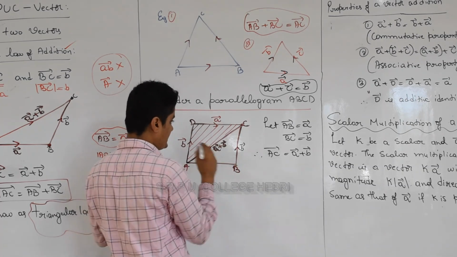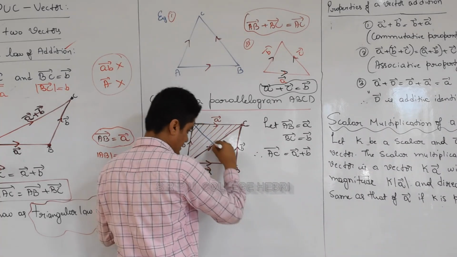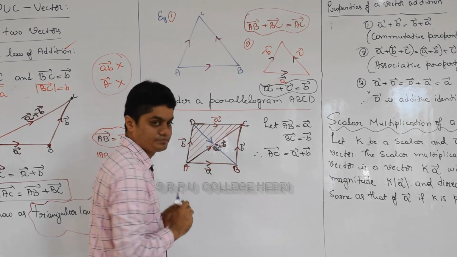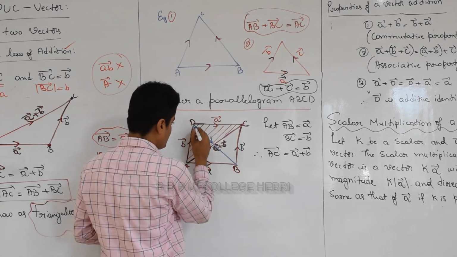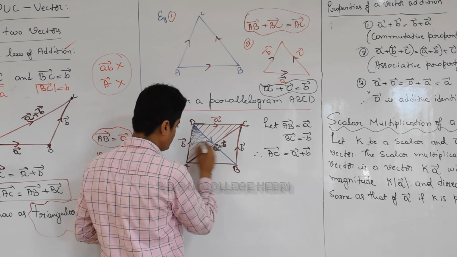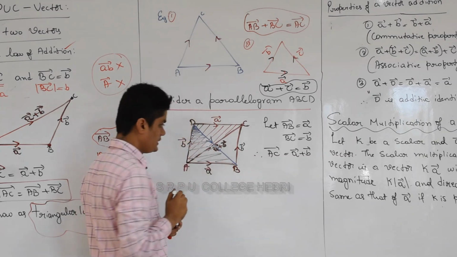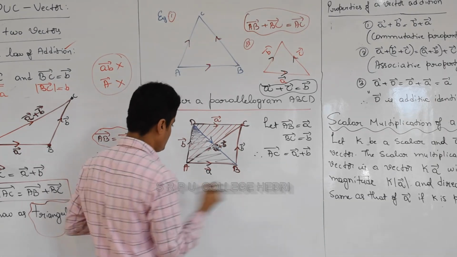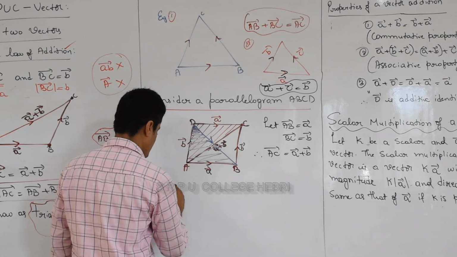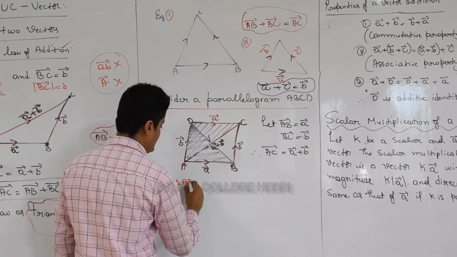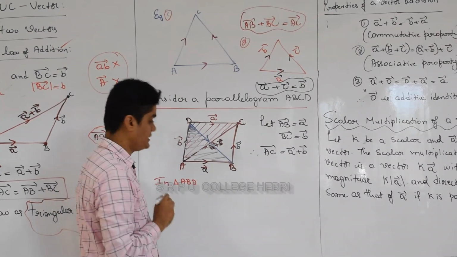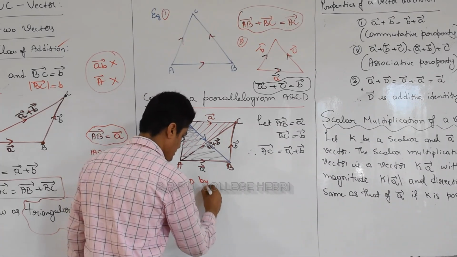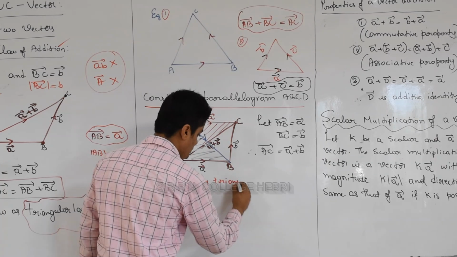Now observe carefully, I'll take another diagonal. This is the one diagonal, no? I'll take this diagonal. I'll give the direction to this diagonal like this. Now you have to refer to this triangle. I hope you can see that triangle. Now in this triangle, what is the triangle? In triangle ABD, apply the triangular law of addition.